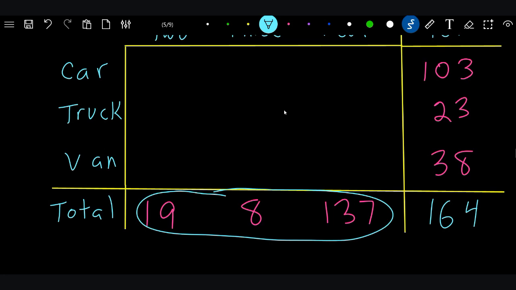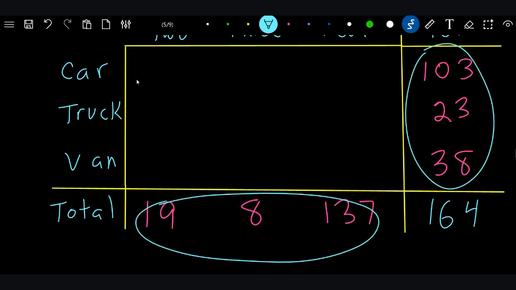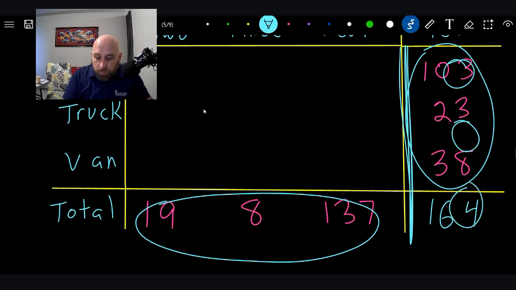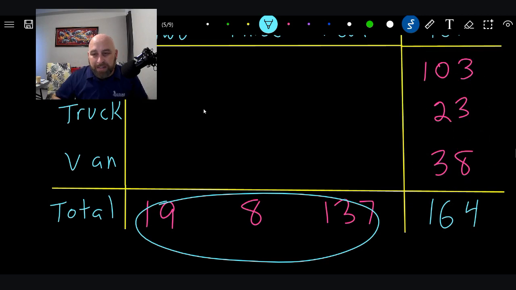Let's add this group over here and see what we get. 19 plus 8 is 27. 27 plus 137. Again, we're back to our 164 number. Okay, that is our grand total. If you look at page 513, you're going to see these ones out here are called marginal frequencies. Marginal. One way to think about that is they're in the margin, like the margin of a paper, where the holes are. That's how I remember it. Those are marginal frequencies.